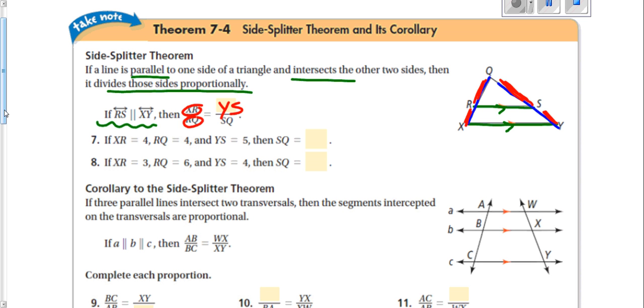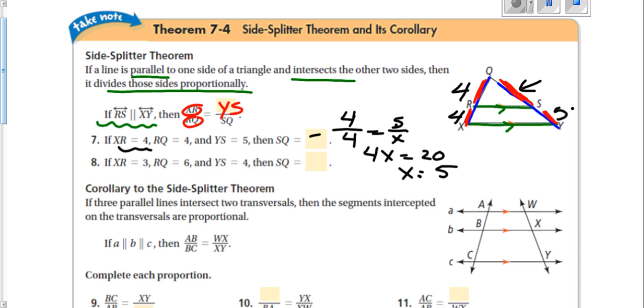Let's talk about this with numbers. If XR equals 4, so this little chunk right here from the X to the R is 4 inches, we'll say, and RQ is 4 inches, and YS is 5. We need to find this side right here. So we can use a proportion to find it. Now, you can tell and see that if these two are the same, these two have to be the same. But let's take a look at setting up a proportion just for argument's sake. So 4 over 4 equals 5 over, we'll say x, just for solving. 4 times x is 4x. 5 times 4 is 20, so I get 5.